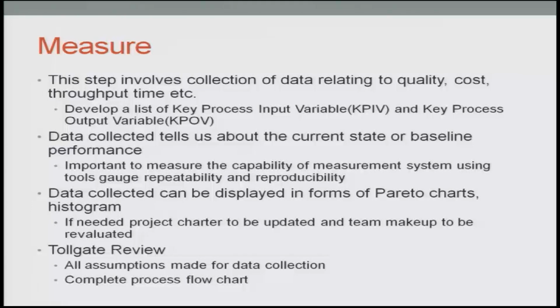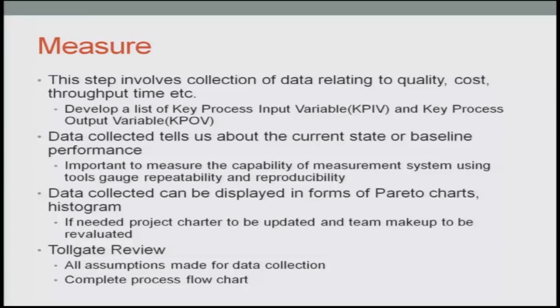So, when you come to the concept of measurement of the actual concept which we discussed in the 5-step process, this step would involve a collection of data relating to quality. What do we mean by quality? Is it something to do with texture, taste, weight, or color? That has to be understood in a very specific manner. There would also be cost and throughput times. All these things have to be analyzed.